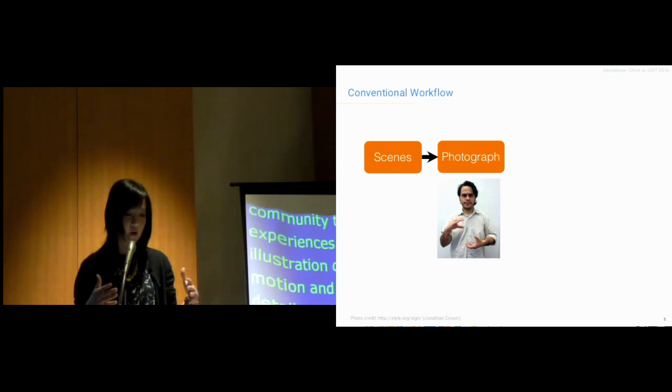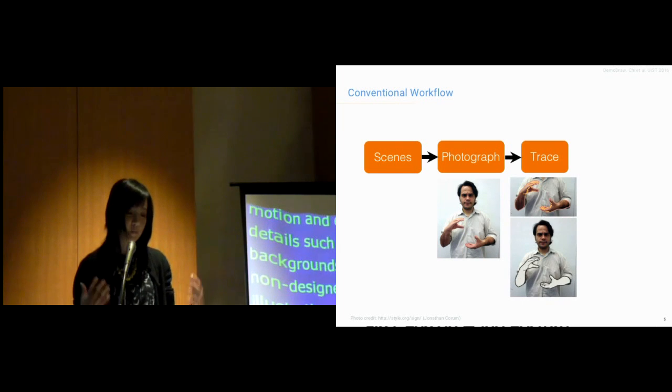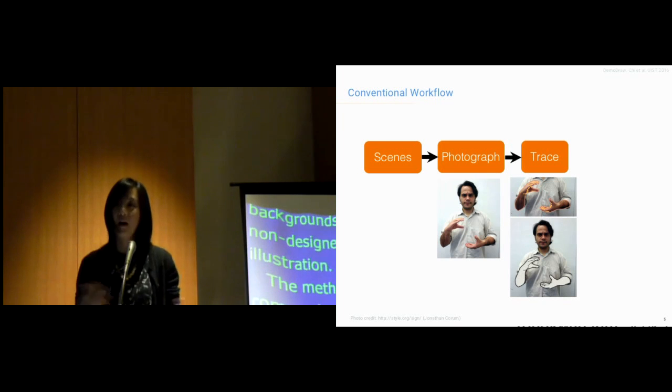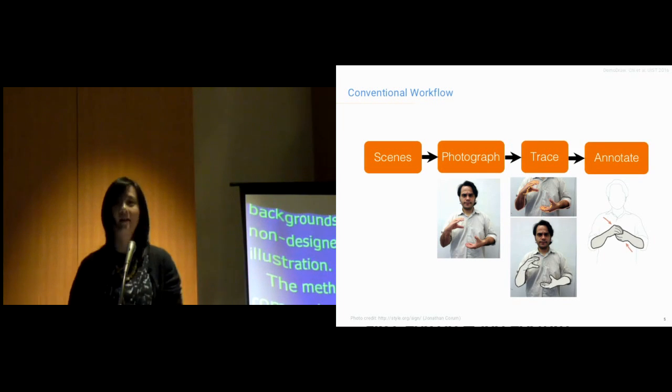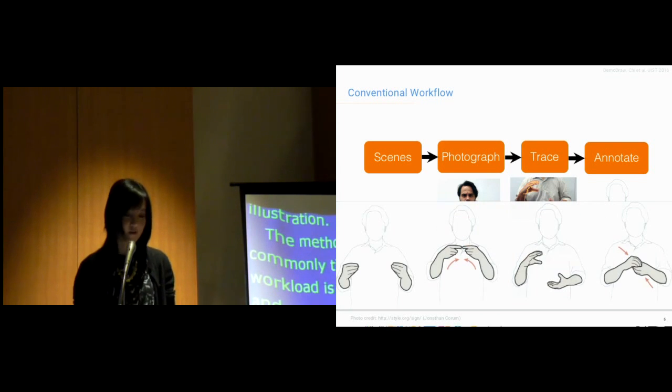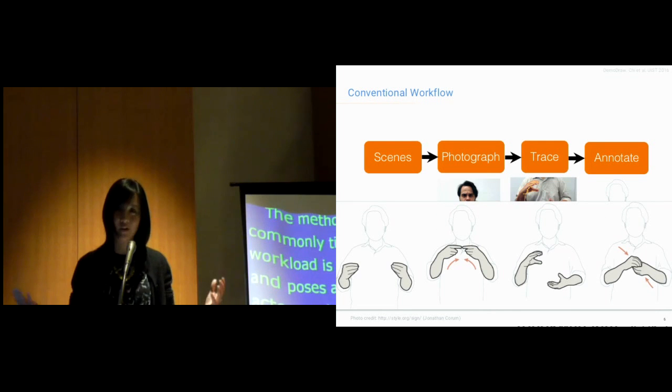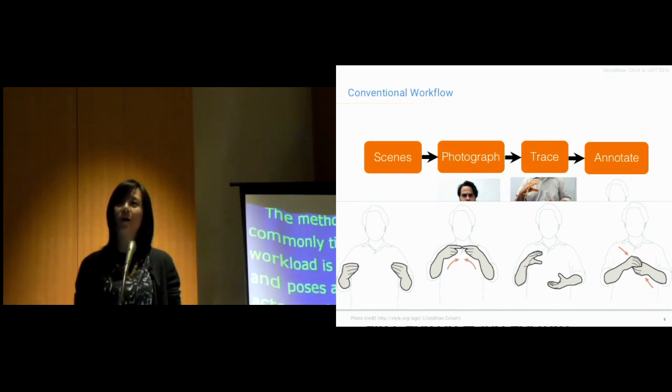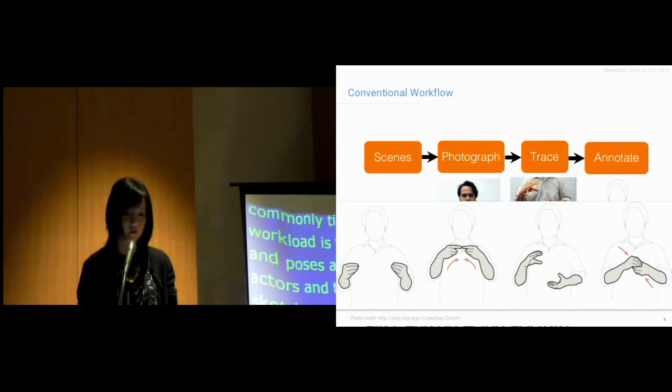The typical workflow is to design the physical scenes and poses and then photograph the actors. Then authors manually sketch or trace the subjects from the photographs to abstract the information. Finally, they add highlights, such as the motion arrows. Authors then repeat this to create a series of figures. The entire authoring process can take up to several hours.